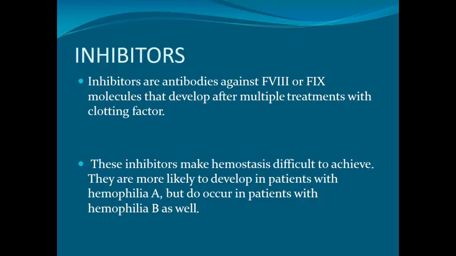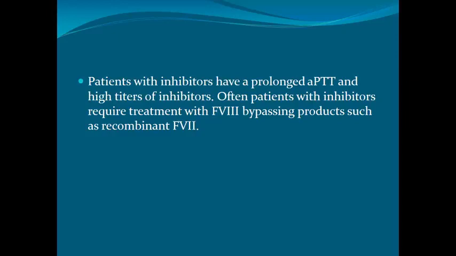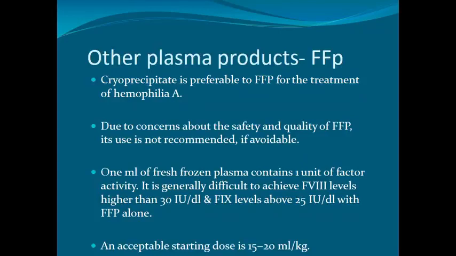Inhibitors are antibodies against factor 8 or factor 9 molecules that develop after multiple treatments with clotting factors. These inhibitors make hemostasis difficult to achieve. They are more likely to develop in patients with hemophilia A, but do occur in patients with hemophilia B as well. Patients with inhibitors have a prolonged APTT and high titers of inhibitors. Often patients with inhibitors require treatment with factor 8 bypassing products such as recombinant factor 7.